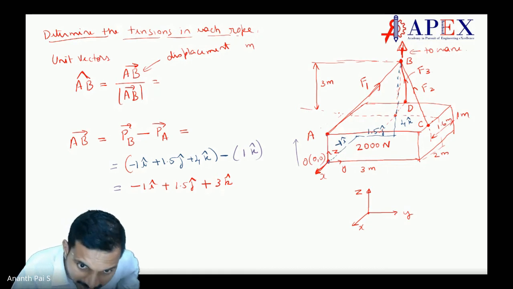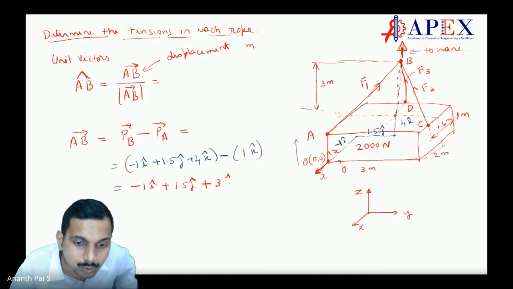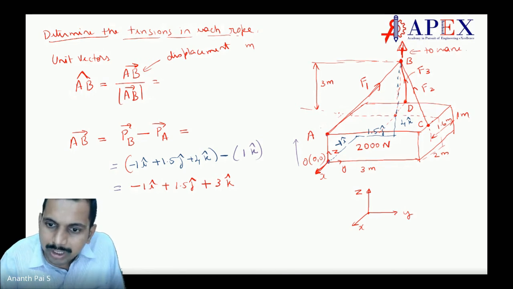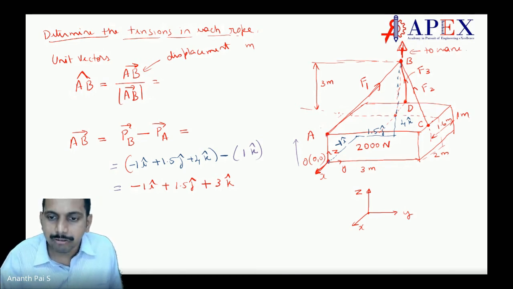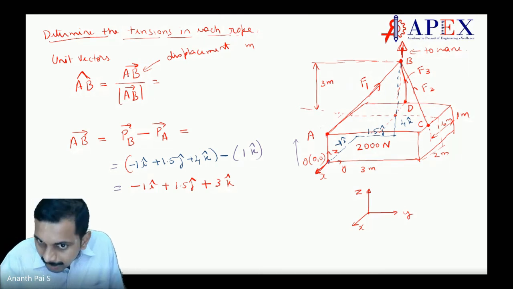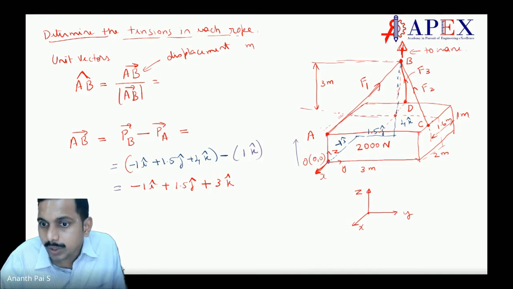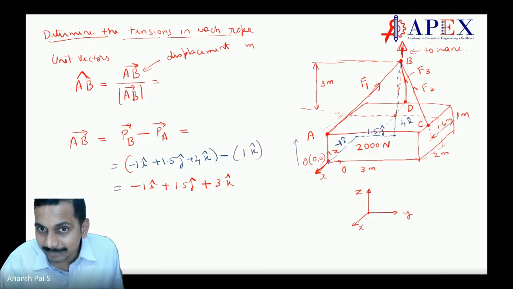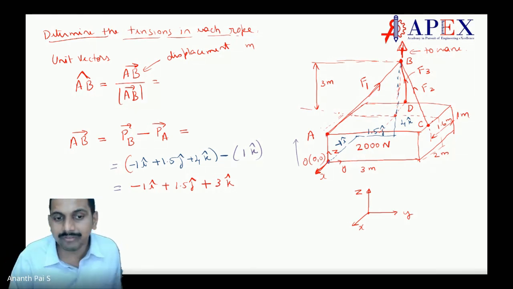Now the same thing I could have done without using this position vector concept. I could have done what is the distance it takes for me to go from A to B. From A to B, I have to go minus 1I, then plus 1.5j plus 3k. Correct? I could have done it directly. So like that, I could have defined AB.